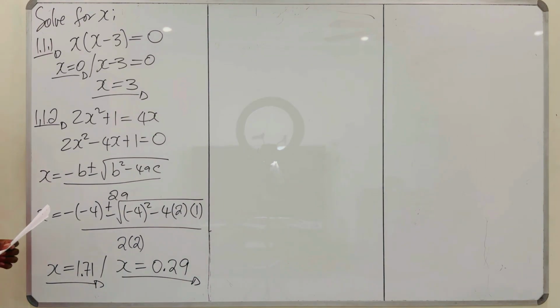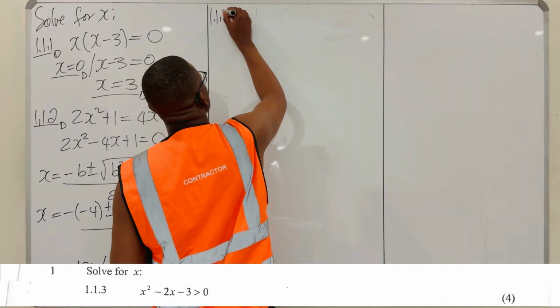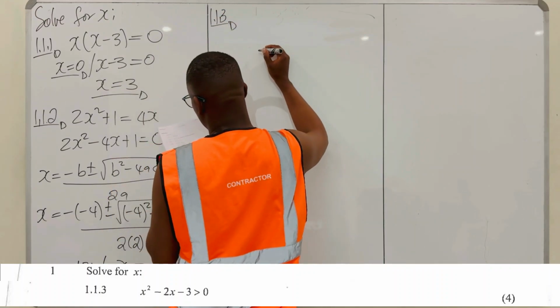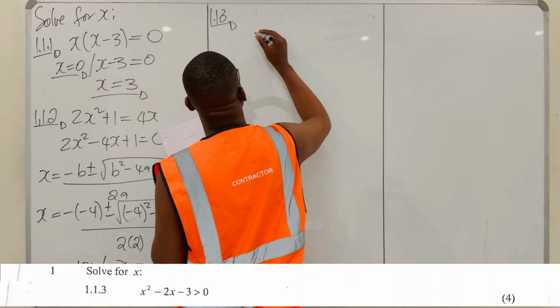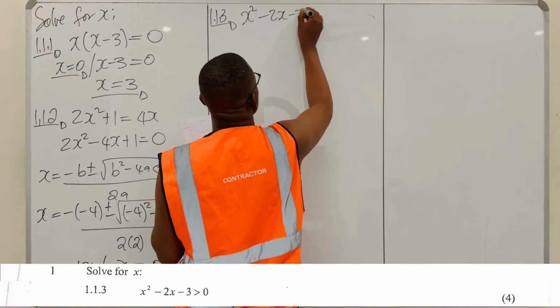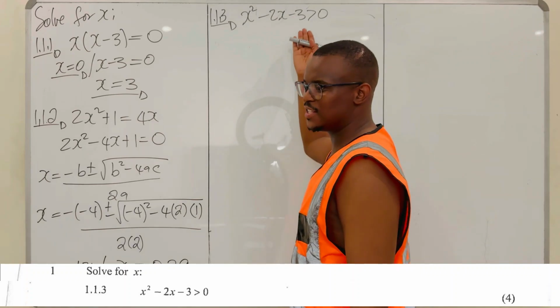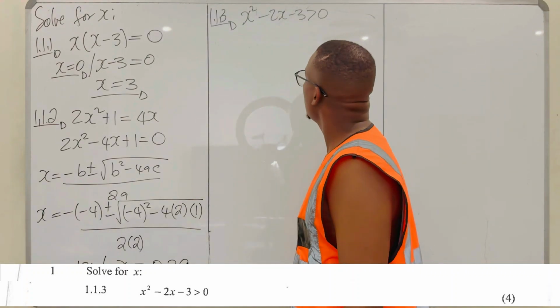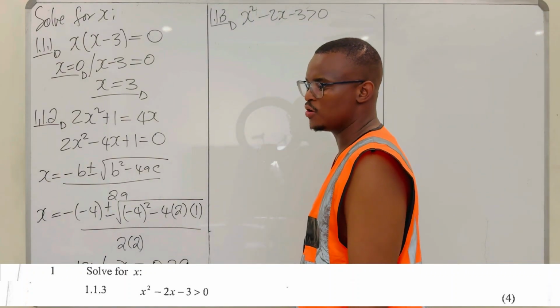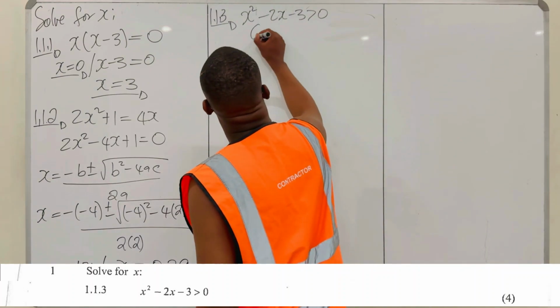Okay. Now we move on to 1.1.3. It's a quadratic inequality. We are given that x squared minus 2x minus 3 is greater than 0. It is in standard form like that, so you don't do anything. The only thing you have to do is find the critical values. So let's go and find our critical values.